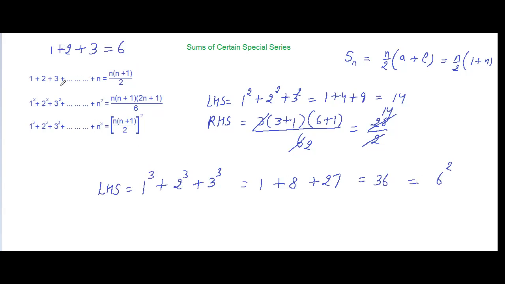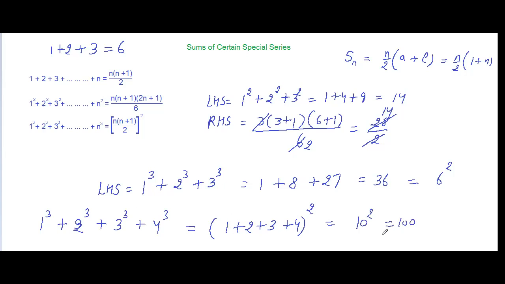This is a very good property of natural numbers. If you want to add the cubes of the first, say, 4 natural numbers, then you simply add those natural numbers and do the square. This is 10 square, this is 100. Okay? So you have to remember these formulae. These will be used in the things we are doing now.